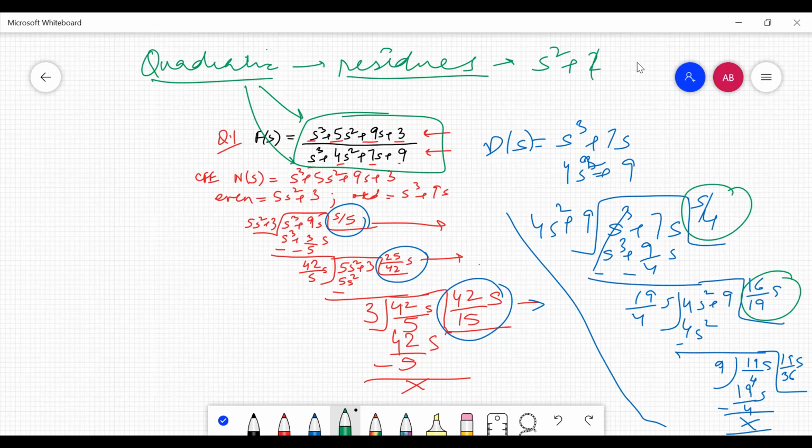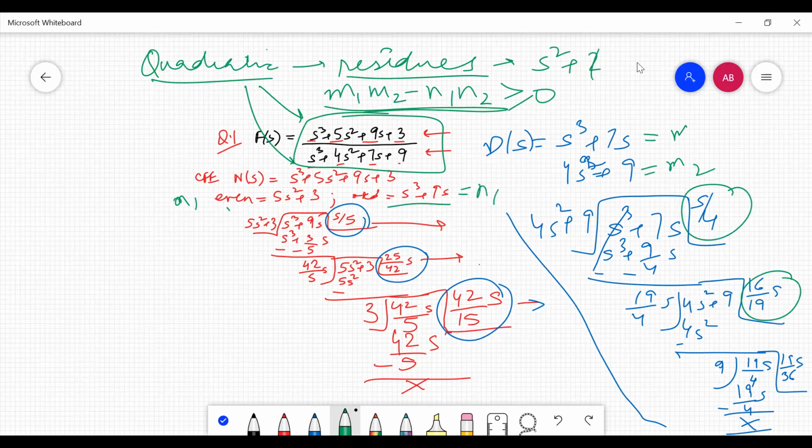So we are going to skip our residue step, and we are directly going to come on to the next property to be calculated, and that is m1 m2 minus n1 n2 should be greater than 0, because this is the real part of it. So we have already separated it: this becomes my m1, this becomes my m2, this becomes my n1, and this becomes my n2. So we have got the values of m1 and m2.